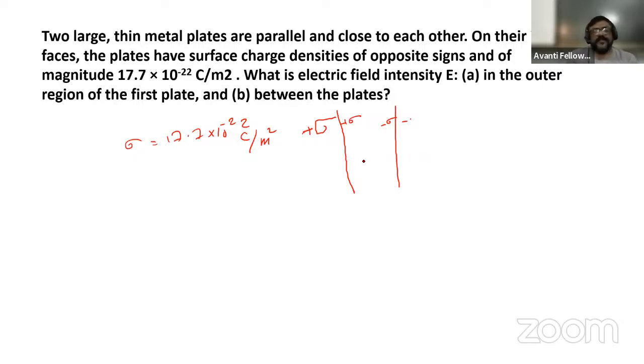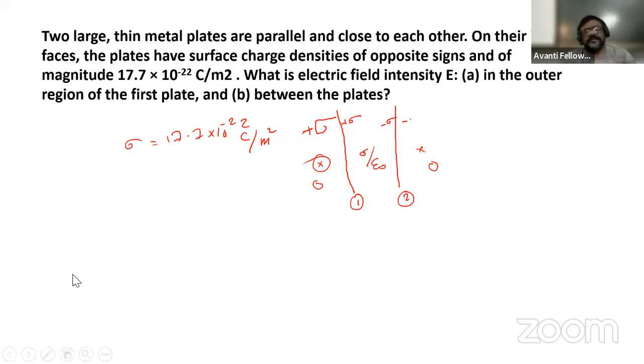And you are asked to find the electric field intensity in the outer region of the first plate. This is the first plate. This is the second plate. You are asked to find the electric field at this point. This I have explained in the morning class. If these two plates have equal and opposite charges with the same surface density, the electric field in the region between them will be sigma by epsilon 0, and here it will be 0. Here also it will be 0.